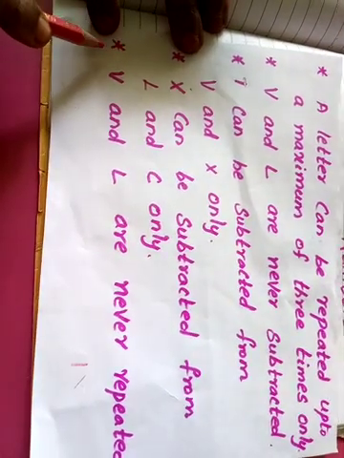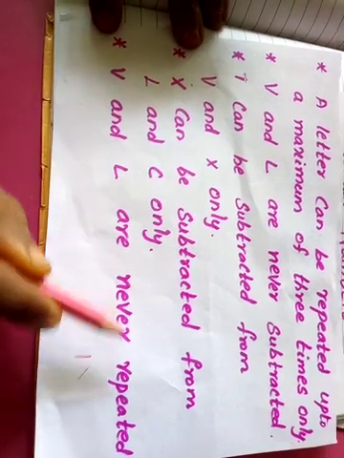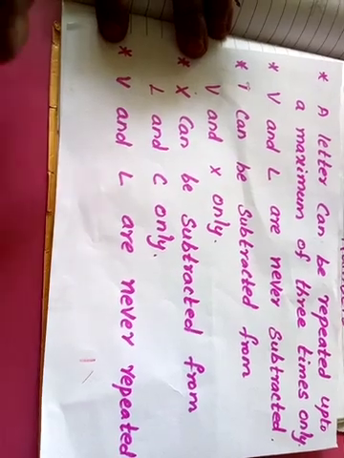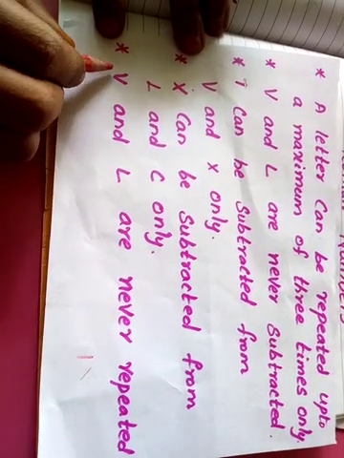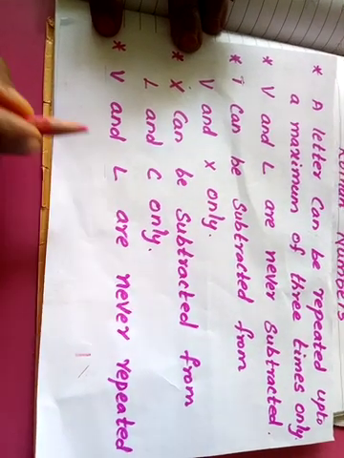Then the last one is V and L are never repeated. As I said, to form 2 we are repeating I 2 times. To form 3 we are repeating I 3 times. But the letters V and L are never repeated.